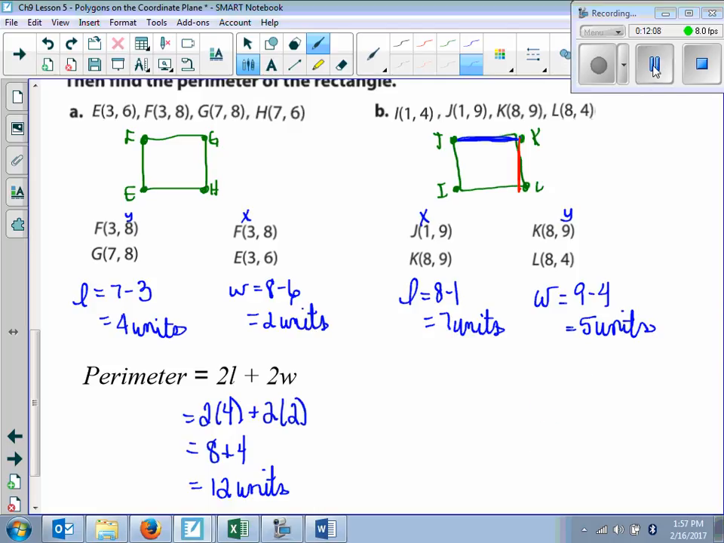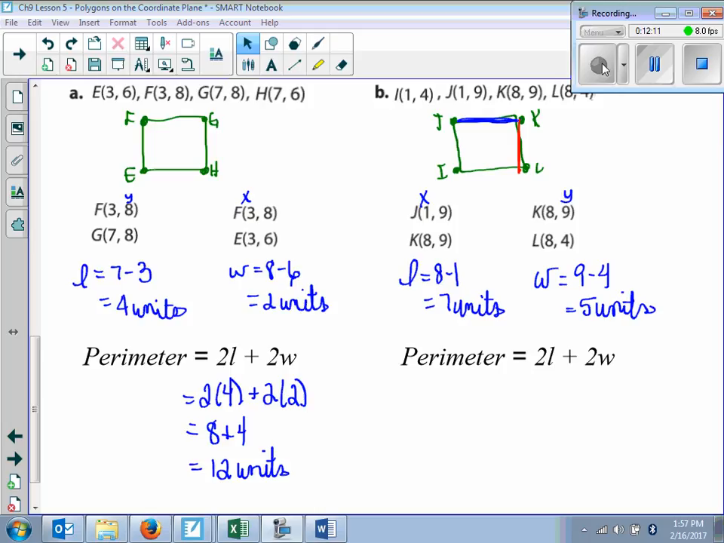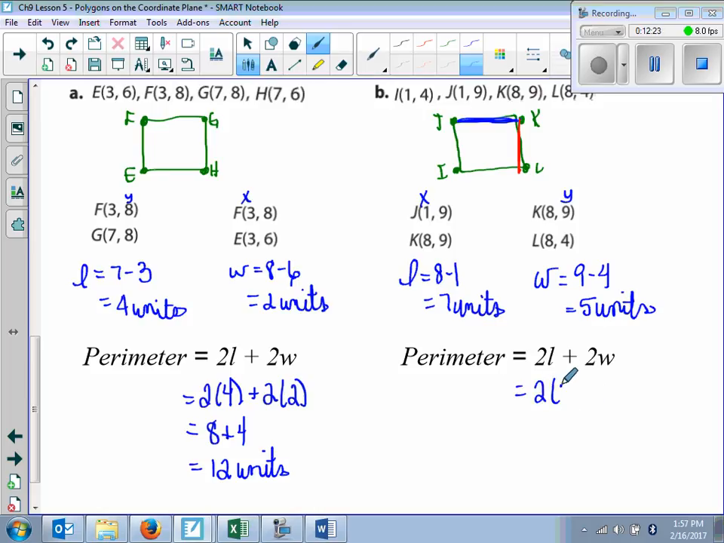All right. So now we can find our perimeter by using our formula. So now there's our formula. Now we're going to substitute in for the length and the width. So 2 times the length is 2 times 7, plus 2 times the width, which is 2 times 5. So we've got 14 plus 10, and that gives us, very good, 24 units.